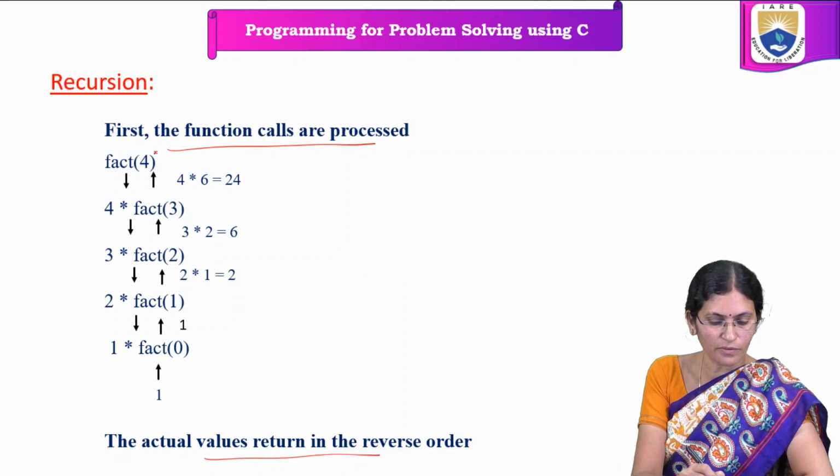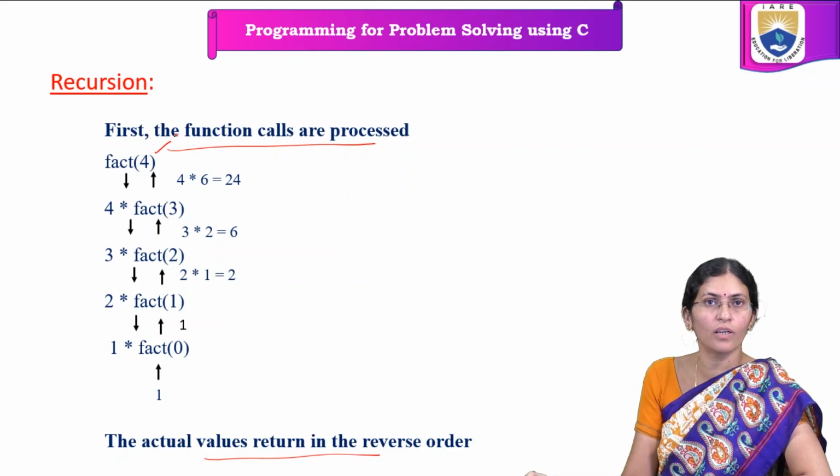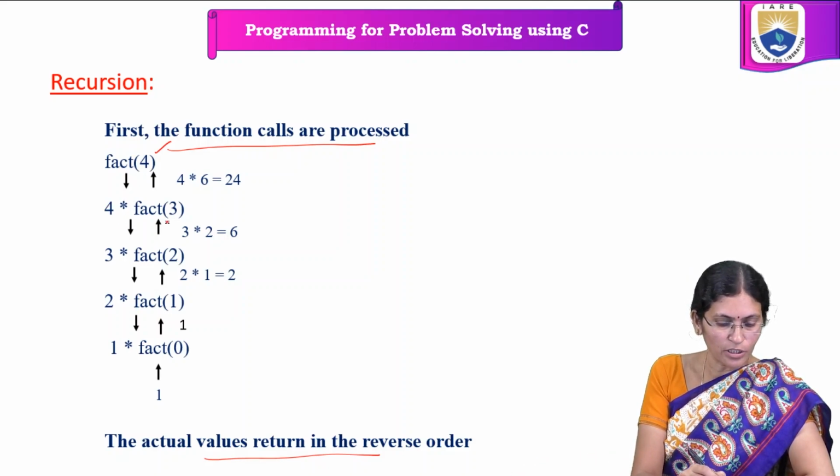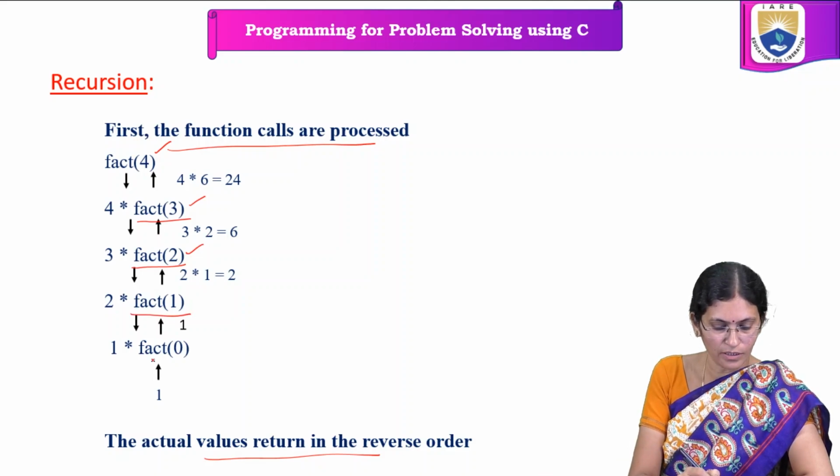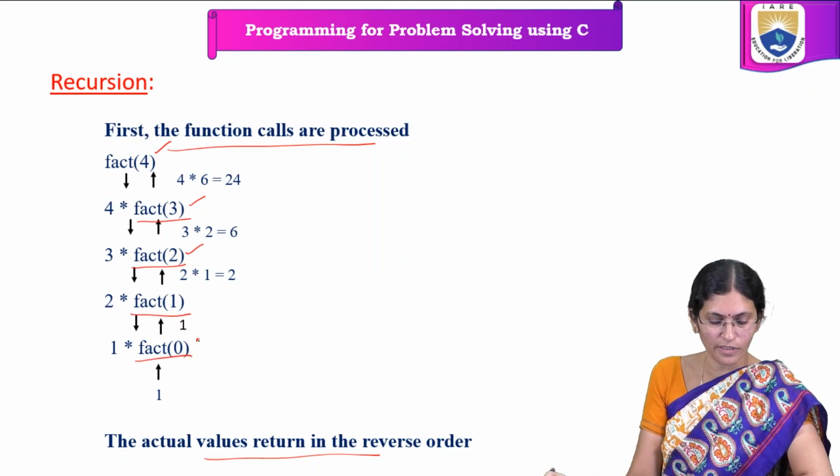So when we call the function, factorial of 4 is called. So then 4 into factorial of 3. So this function is called. Then after that 3 into factorial of 2 is called. Then factorial of 1 is called. Then after that factorial of 0 is called.